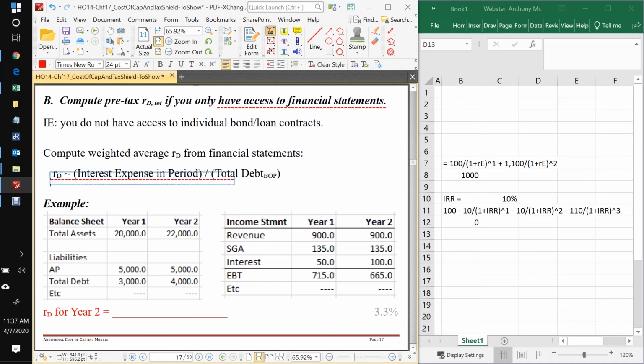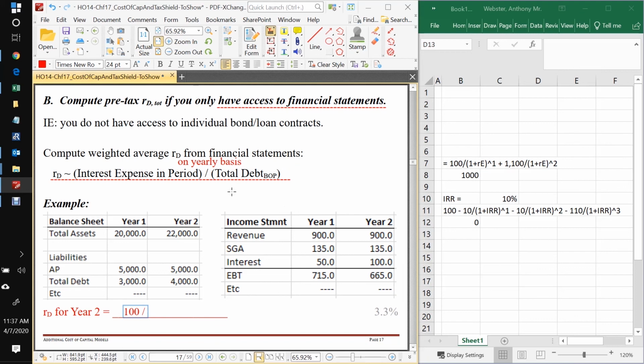The weighted average cost of capital for the entity can come from the income statement and the balance sheet, and you want to do this all on a yearly basis. So I've got here a company balance sheet from year 1 and year 2 and income statement from year 1 and year 2. Let's see if we can get their cost of capital. For year 2, I want the interest expense in the period. So I just go to the income statement and I get that 100.